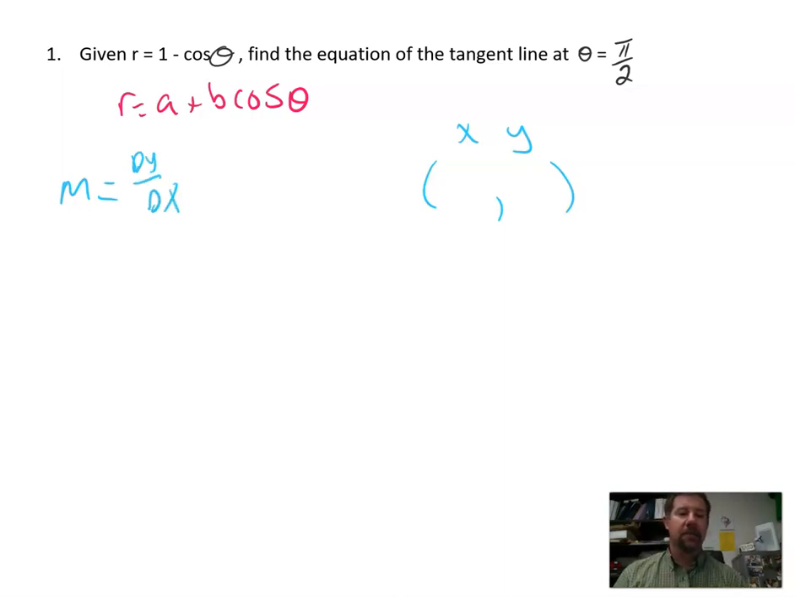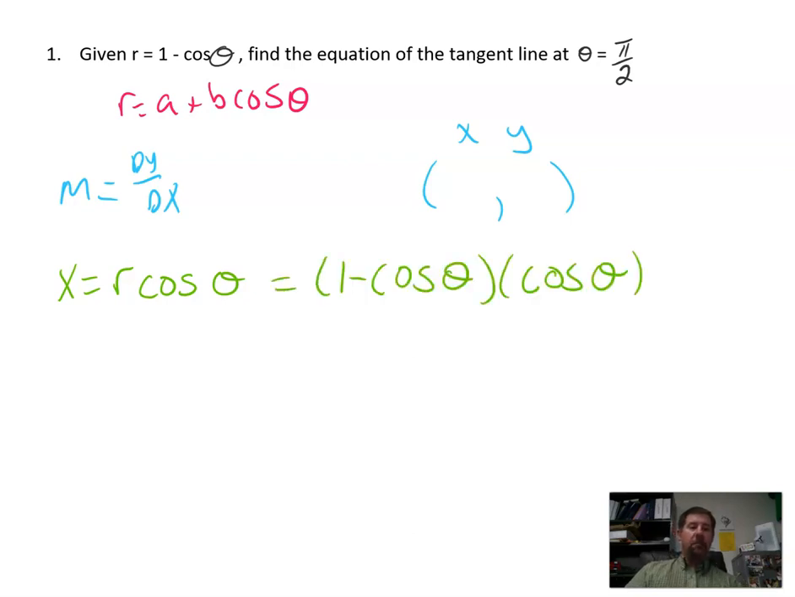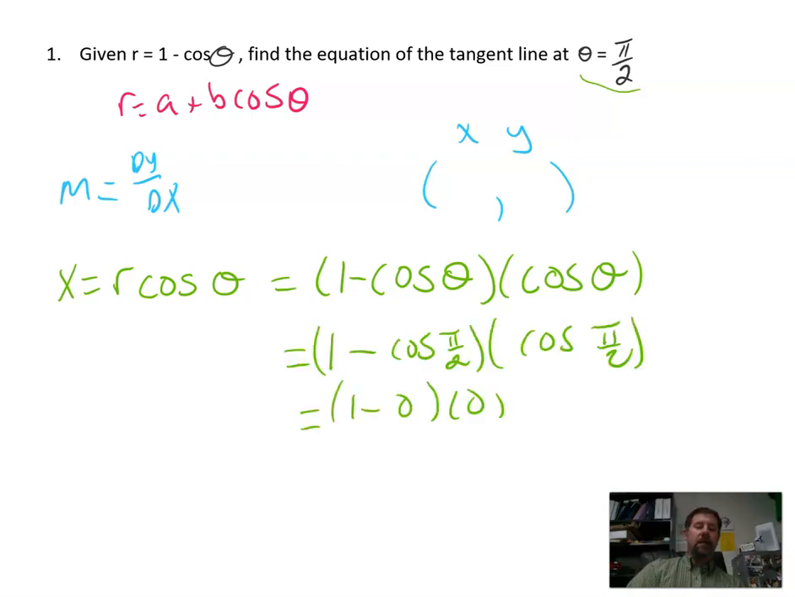All right, so let's start by finding x. Remember that x equals r cosine theta in our polar conversion, and I know r is 1 minus cosine theta, so x would be 1 minus cosine theta times cosine theta. Now we want to evaluate this at pi over 2, so x is 1 minus cosine of pi over 2 times cosine of pi over 2, which is 1 minus 0 times 0, which gives us 0. So now I know my x coordinate is 0.